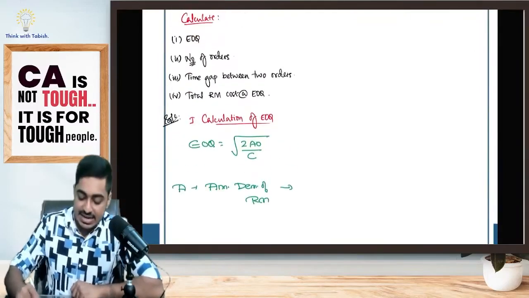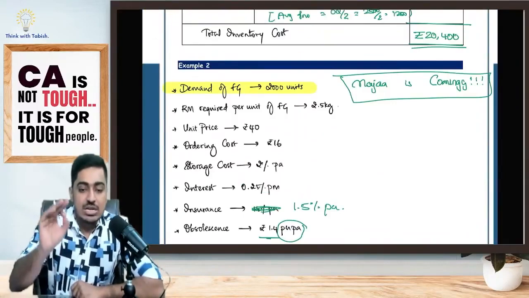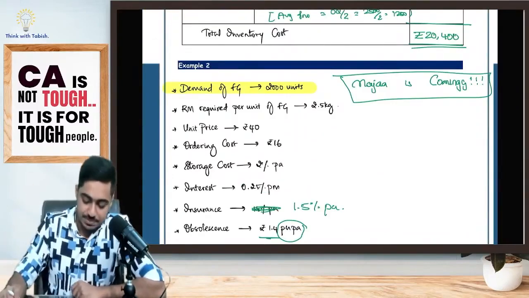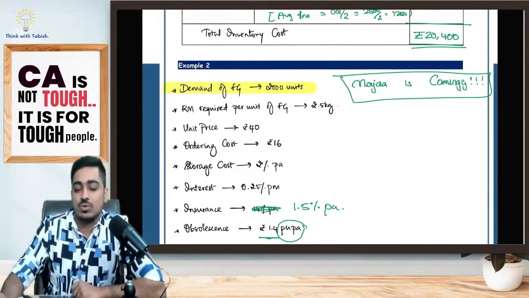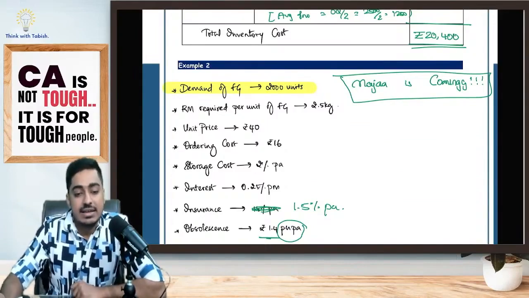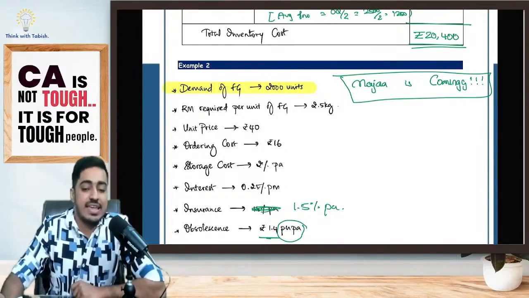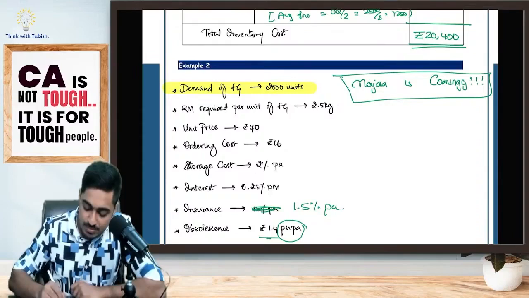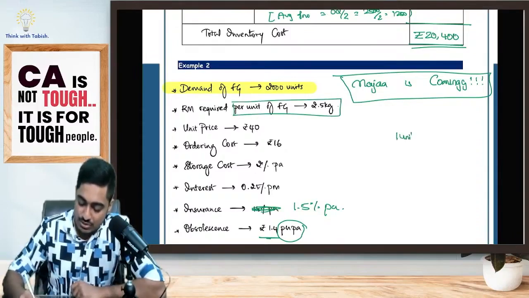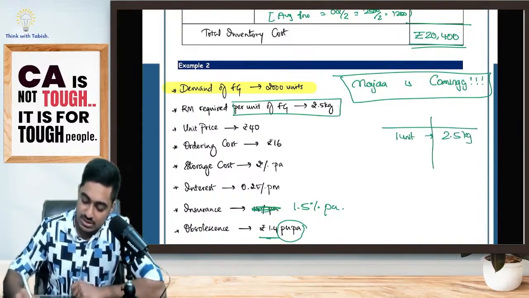Now see the data and tell me whether the annual demand of raw material is directly given in the question. No, it is not directly given. But sir, can we calculate? Yes, we can calculate. How? Look at this, raw material required per unit of finished goods. To produce 1 unit of finished goods, how many kg of raw material is required? 2.5 kg. Yes or no, everyone?